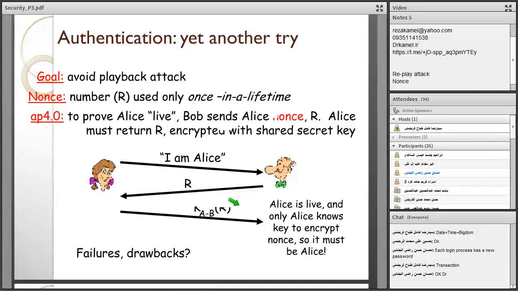For each authentication, Bob gives Alice a password and asks her to encrypt the password and send it back. So when they want to generate one password together or encrypt the password, they need to have a shared key.